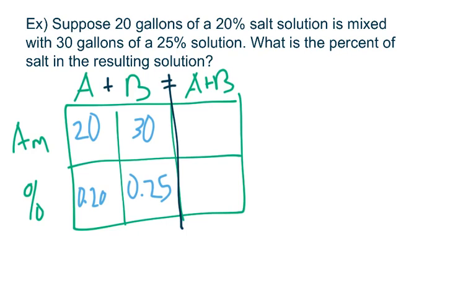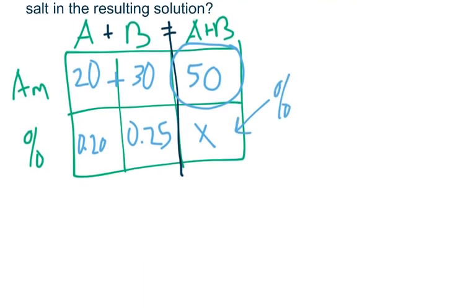So the tricky part here is figuring out the amount for this. Well, we're taking 20 gallons and we're adding 30 gallons, so we're going to get 50 gallons. And then for the resulting percentage of the mixture, that we don't know. That's the question mark. So that's where we put X. Now we got to keep in mind that this eventually is going to be a percent. So we're probably going to get a decimal, but let's see what we can get.